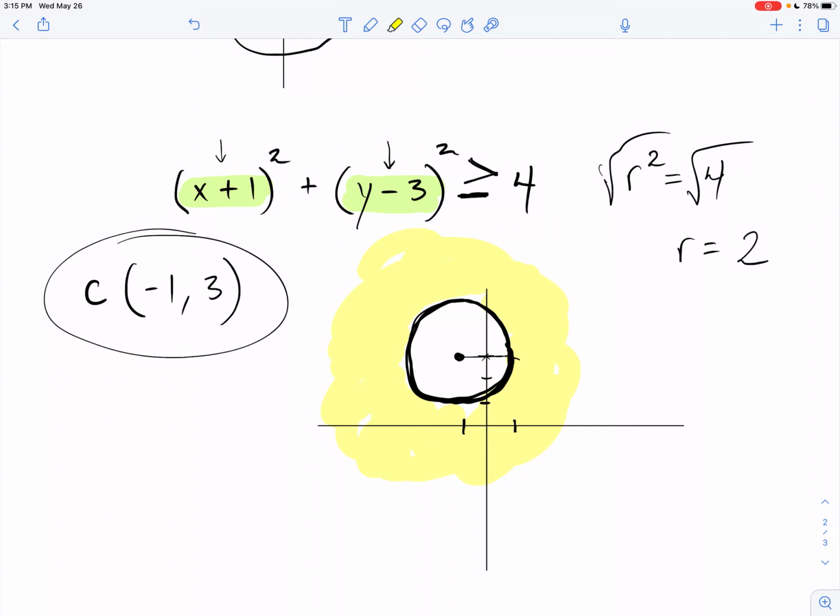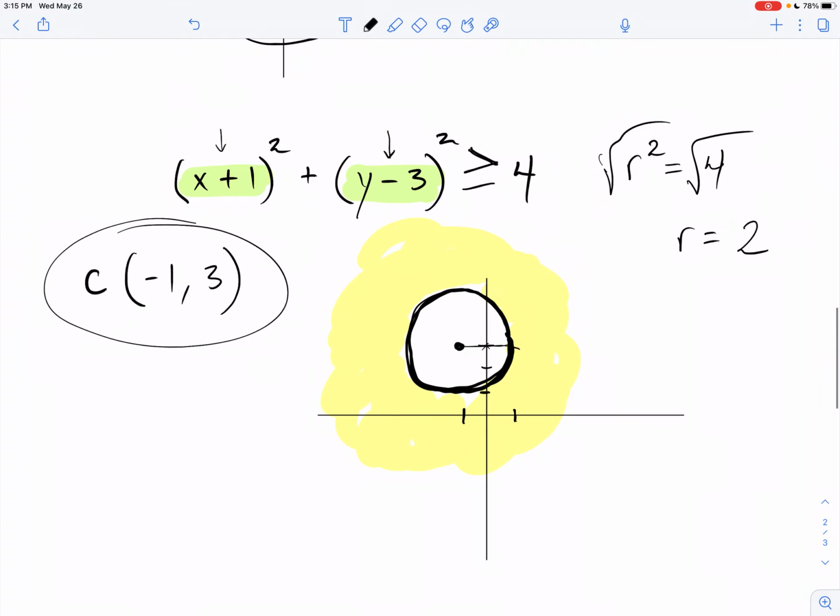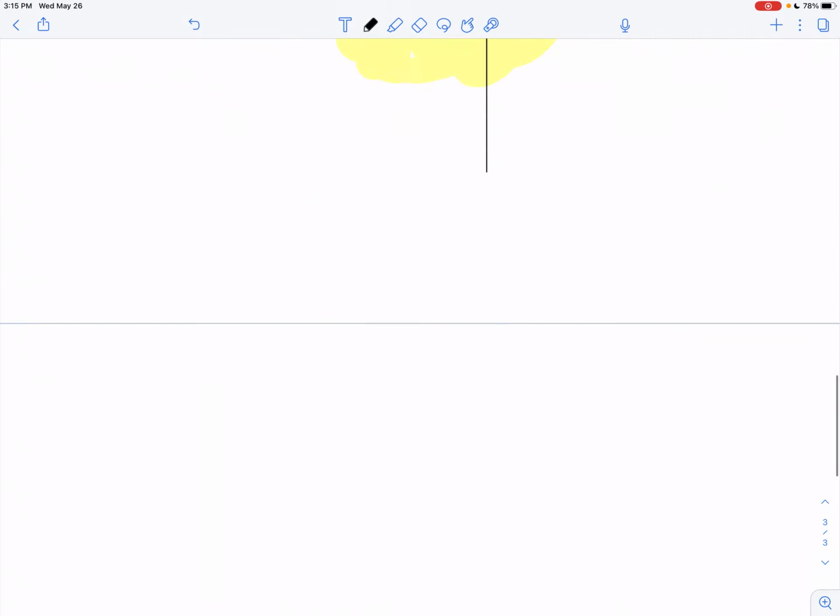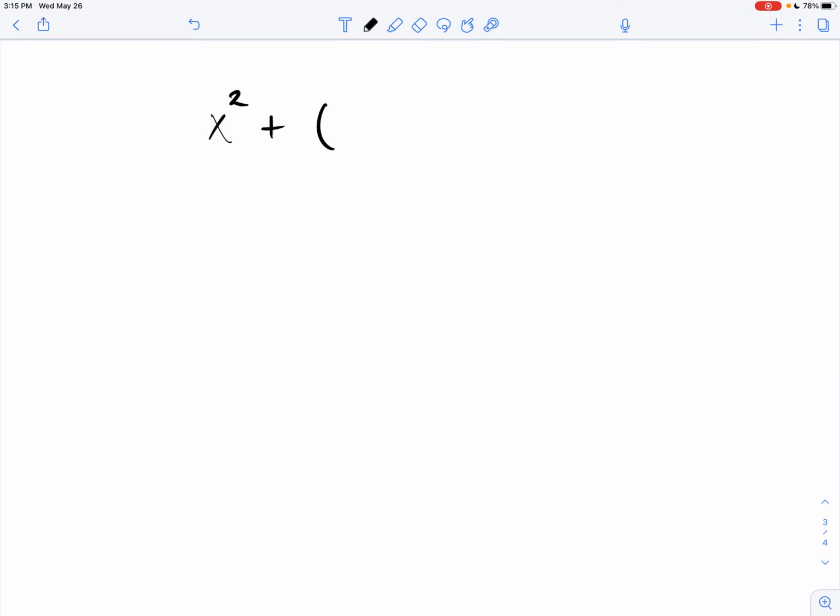So how do I handle a situation when there's not the potential to be equal to? Well, let's do a separate example. We'll get one more example in here, and we'll play it from there. So what if they gave me something like this? What if they said x squared plus y minus 2 squared equals 9. And I'm not going to use an equals, but I want you to see that would be a circle.